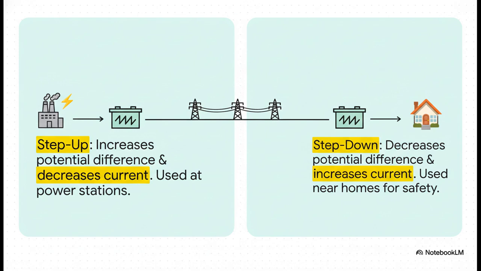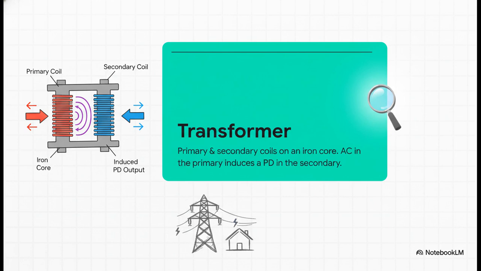Then, just before it gets to our homes, a step-down transformer does the exact opposite. It drops the potential difference to a much safer 230 volts for us to use, which of course brings the current back up. But what exactly is a transformer? Well, you can see the device is actually pretty simple in principle. You've got two coils of wire, a primary and a secondary, and they're both wrapped around the same iron core.